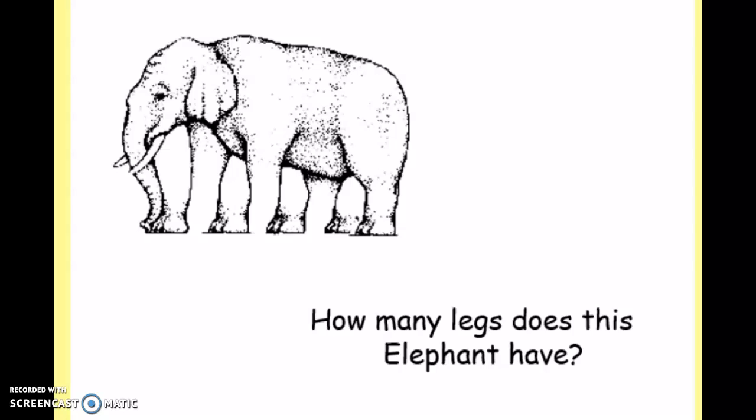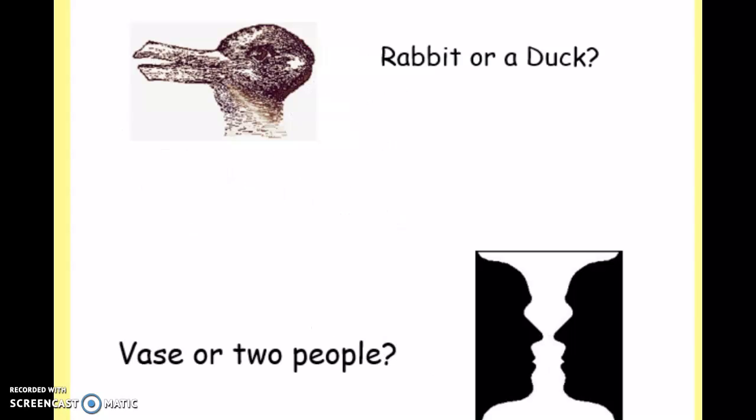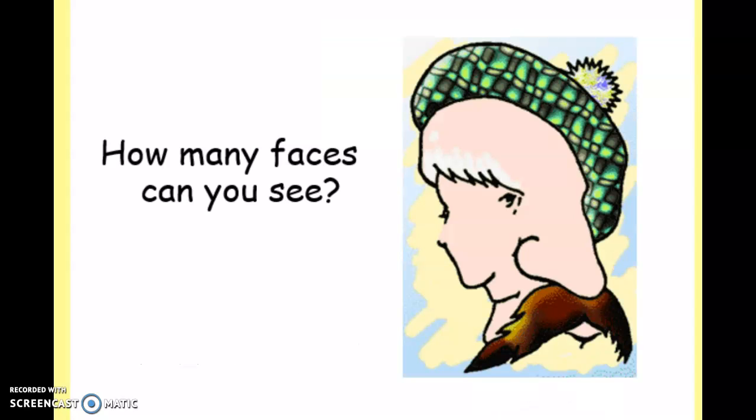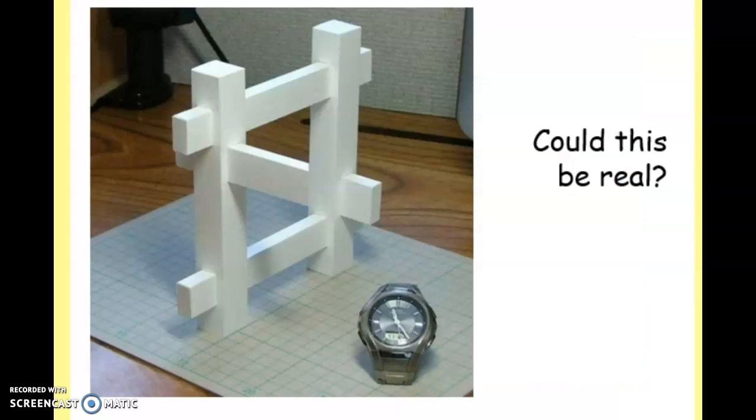How many legs does the elephant have? It gets tricky the more you look at it. The one at the top there, rabbit or a duck, that's a famous optical illusion, and the same on the bottom. Do you see a vase or two people? How many faces can you see? Could this figure actually be real in life?